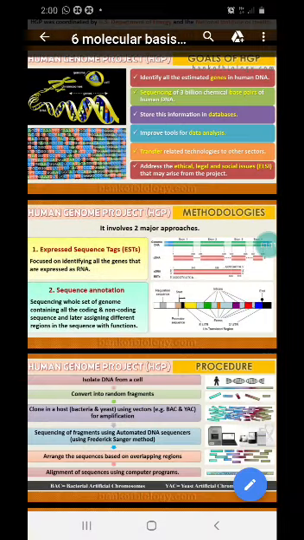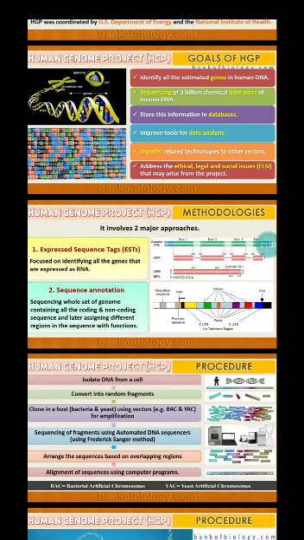Now, what were the goals of HGP? It is to identify all the estimated genes in human DNA, which are supposed to be around 20,000 to 25,000. And then sequencing of the 3 billion chemical base pairs of the human DNA. And after sequencing, we have to store this information in computing systems or databases. Okay, and then improve tools for data analysis.